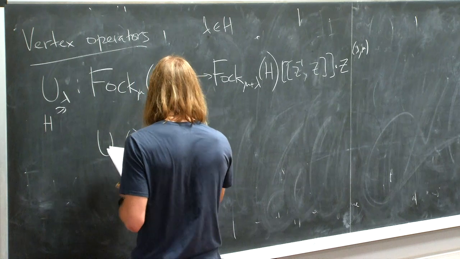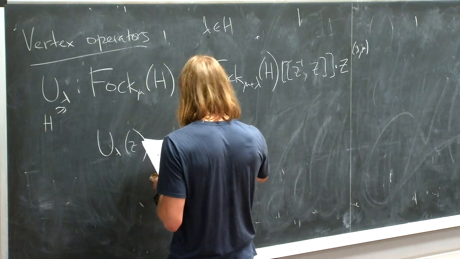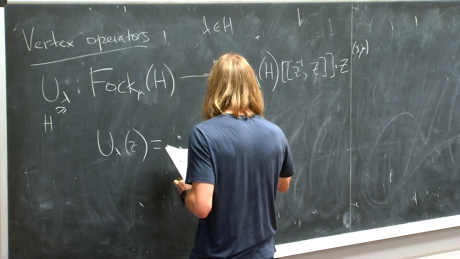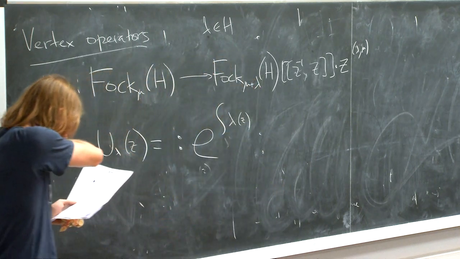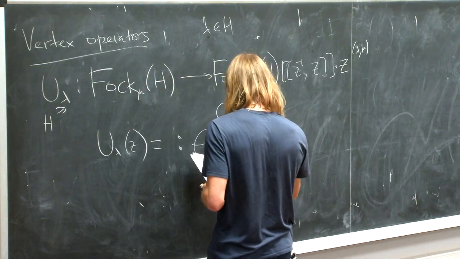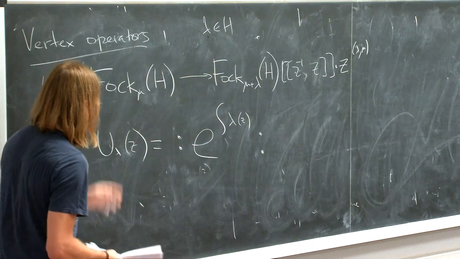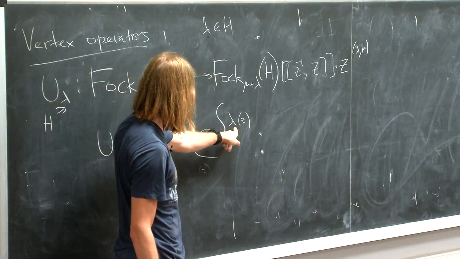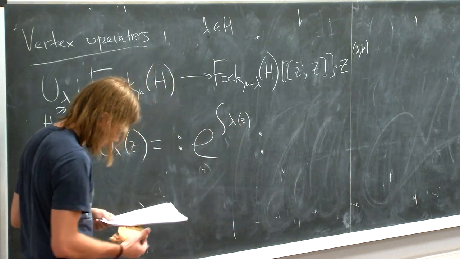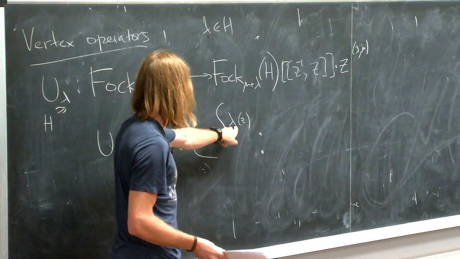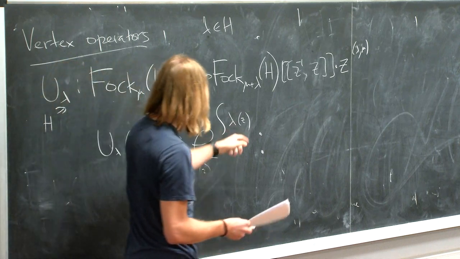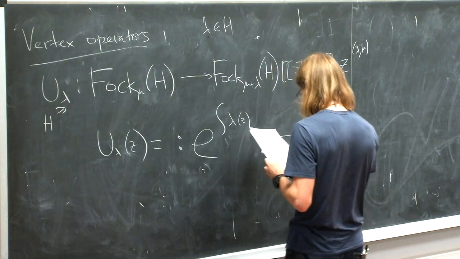So informally, you can write it as a normal ordered exponential of the following integral. Again, you use a definition which I wrote before. What this means is that it gives you a series in Z with coefficients being lambda n's. But more explicitly, you can write it as follows.